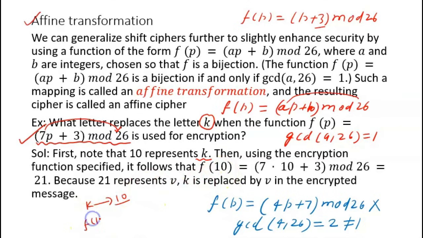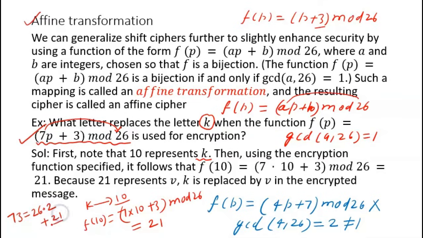So what is f(10)? The function is 7 times 10, that is 70, plus 3, 73, modulo 26. So 73 modulo 26 is 21. I hope you remember this, because 73 can be written as 26 times 2, that is 52, plus 21. So the remainder is 21. And now 21 stands for V. So the original letter K is changed to V, and this is the encrypted message. Okay.